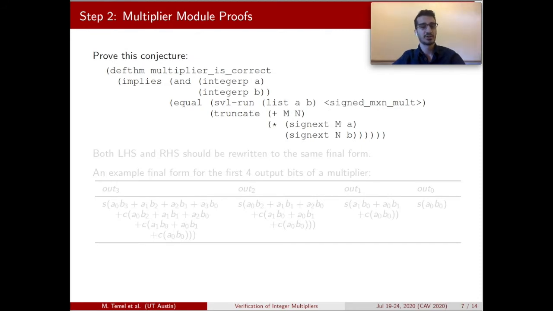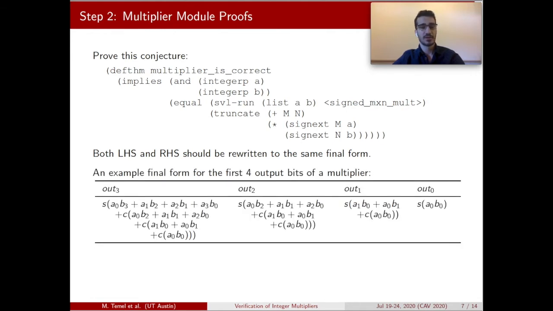After the adder modules, we can now start verifying the multiplier module itself. This is the conjecture that I have shown earlier. Our goal is to rewrite both sides of the equality into the same final form and conclude our proofs with a simple syntactic check. An example of this final form for each output bit is given on this table.